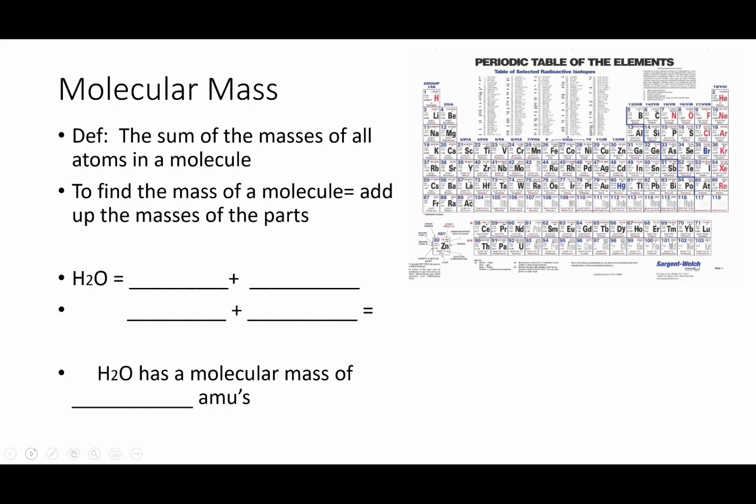There is a thing called molecular mass, and molecular mass is pretty simple. If you have a molecule like water, and you want to know the mass of the entire molecule, it's easy. All you do is add up the masses of all of the atoms inside that molecule. So you sum the parts, and that is going to give you the total mass of the whole thing.